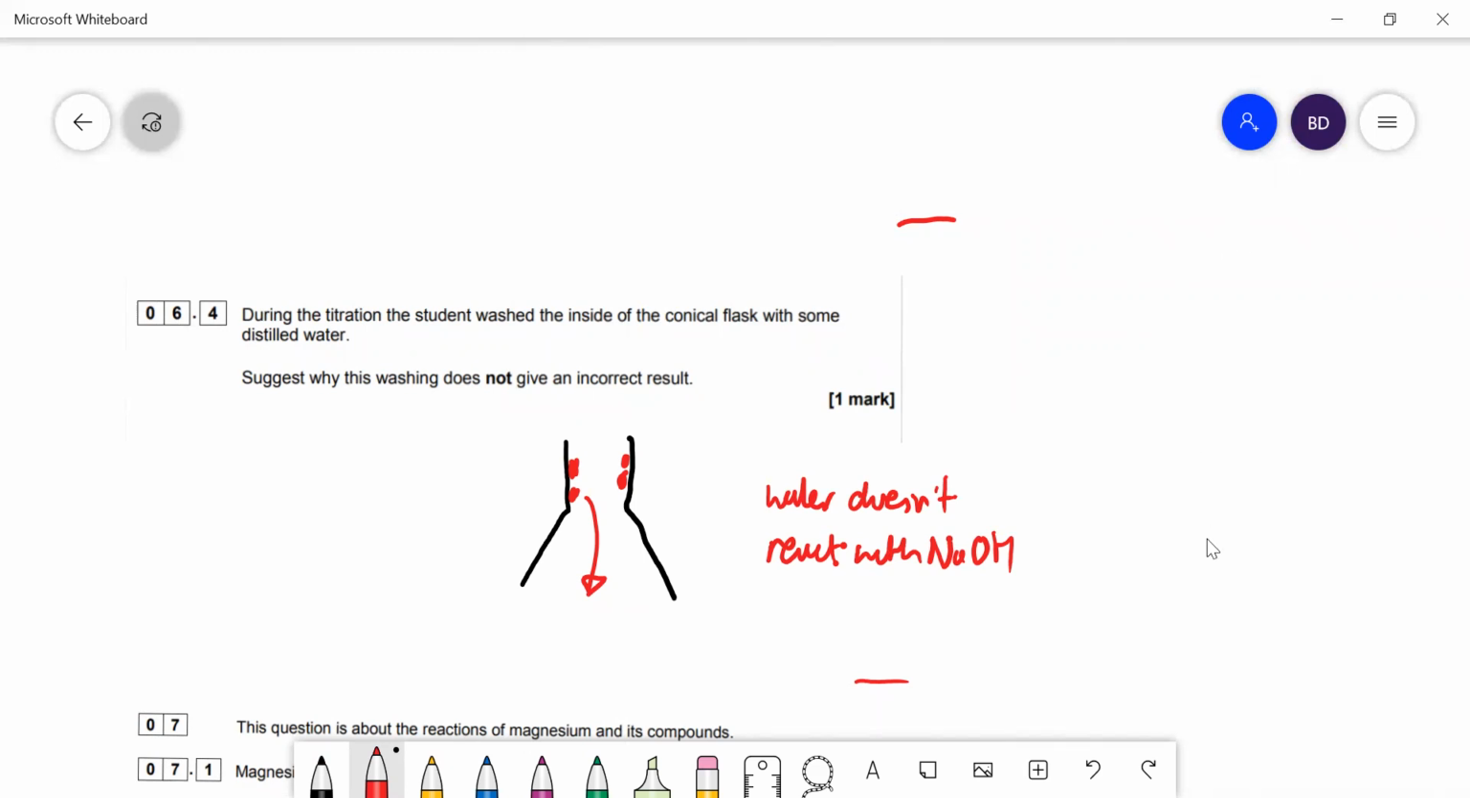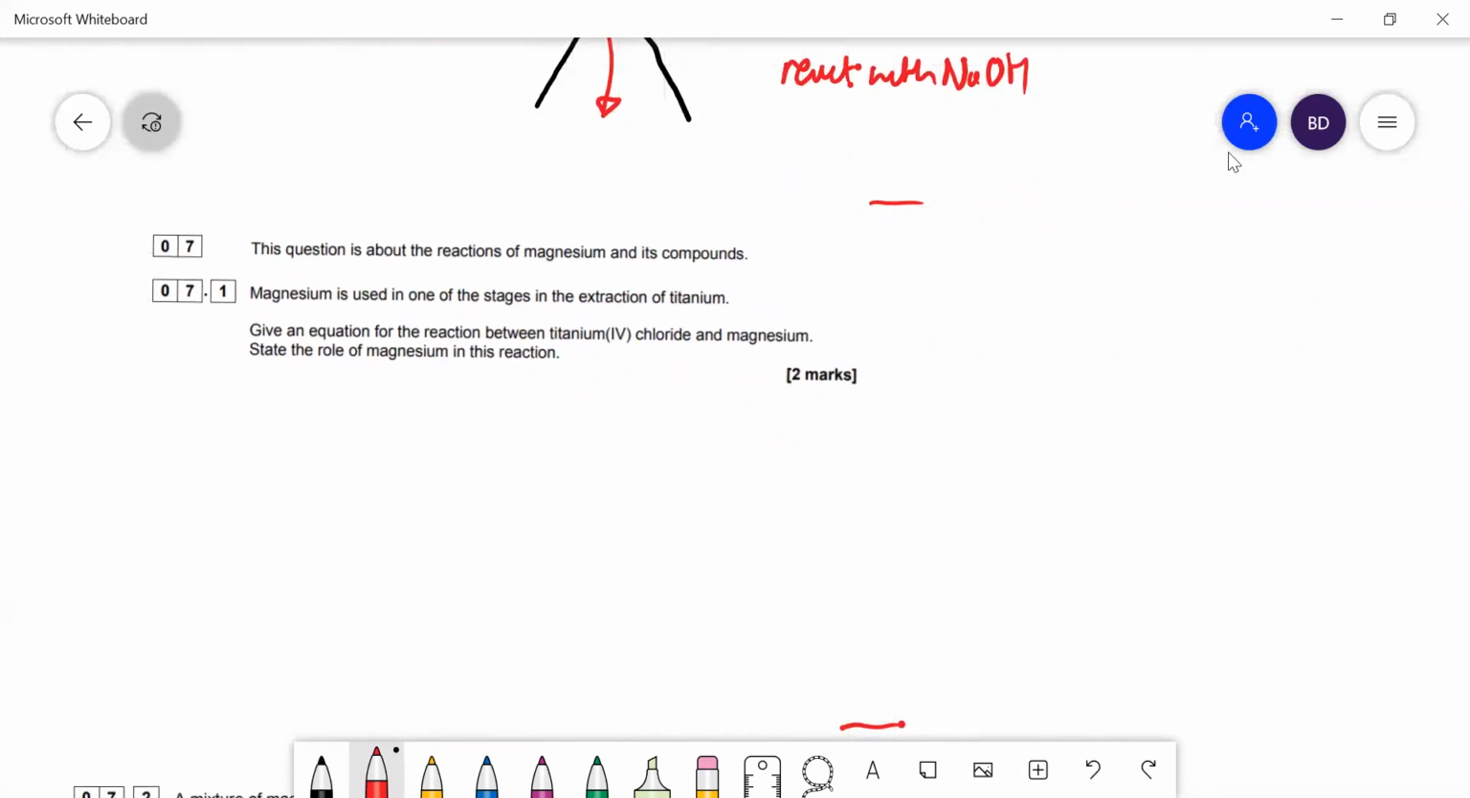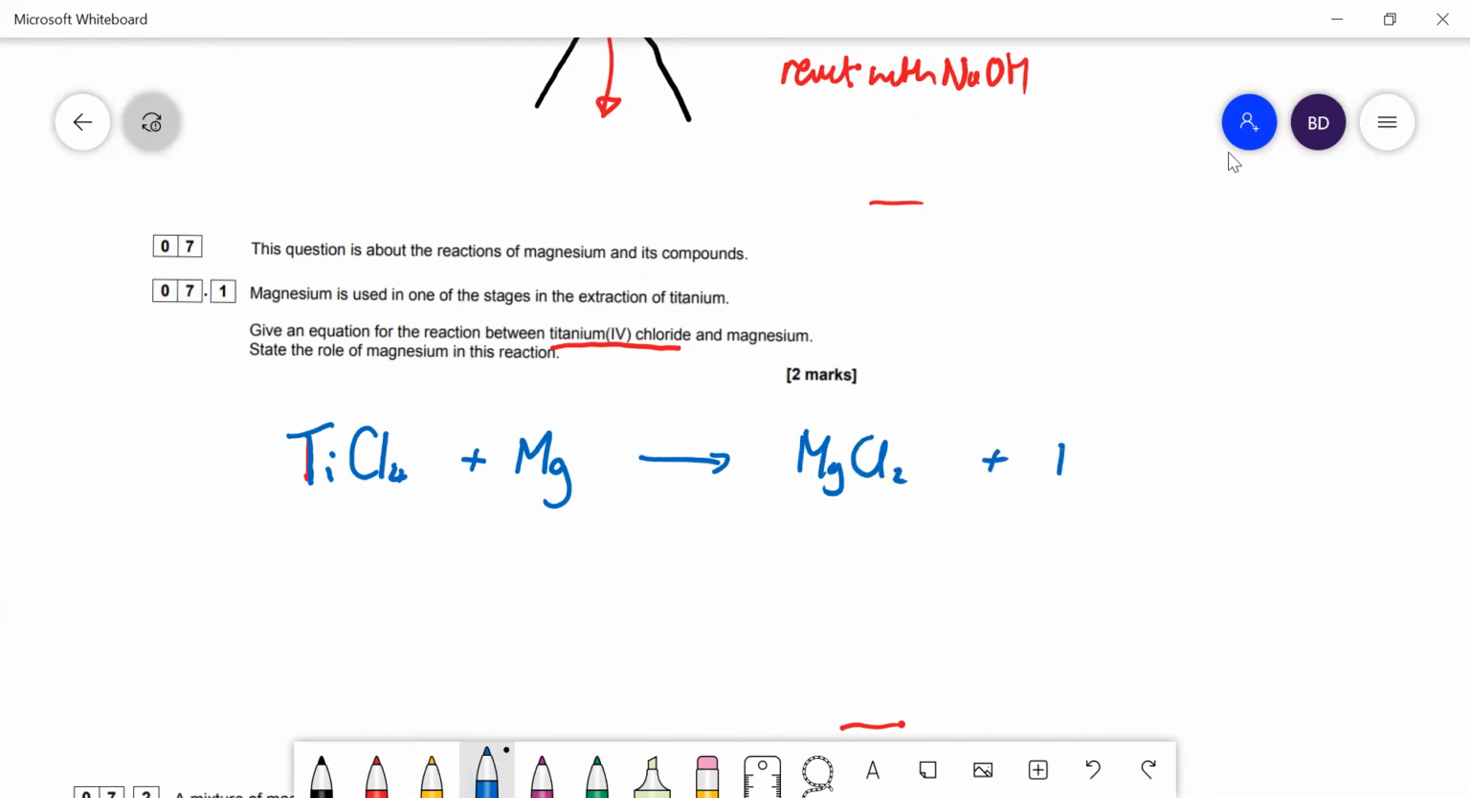Question 7. So the reaction of magnesium and its compounds. Group 2. Magnesium is used in one of the stages of the extraction of titanium. Given the equation for the reaction between titanium 4 chloride and magnesium. So we've got titanium 4 chloride, which is TiCl4, and we're going to react that with magnesium. You get a displacement reaction, you get magnesium chloride and you get left with titanium metal. To balance that, we're going to need 2 magnesiums, and you get that.